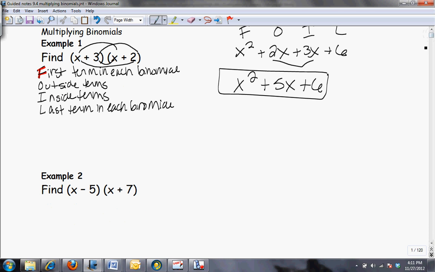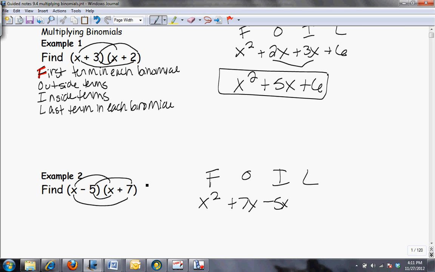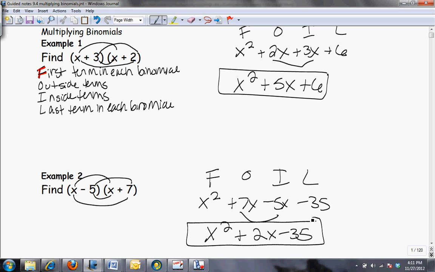All right. So example 2, we want to find x minus 5 times x plus 7. Let's use FOIL. First, x times x, x squared. Outside, 7x. Inside, notice the sign, minus 5x. And last, minus 35. Combine your like terms. You should have x squared plus 2x minus 35. And that will be your final answer.